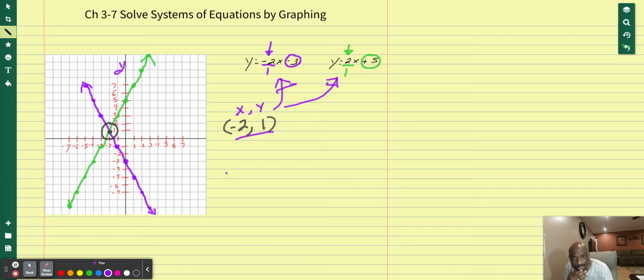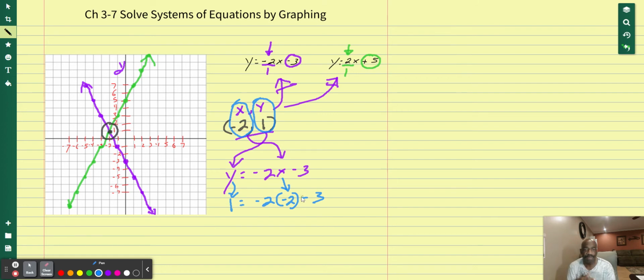For instance, the first equation says y equals negative 2x minus 3. If I plug in negative 2, 1 in here, where this x is will go right here, and where this y is will go right here. It will make this a true statement. Let's plug it in. Y is 1, so I'm going to replace this y with 1. And this x is a negative 2, so I'm going to put a negative 2 right here where that x is. Get it? I'm replacing it.